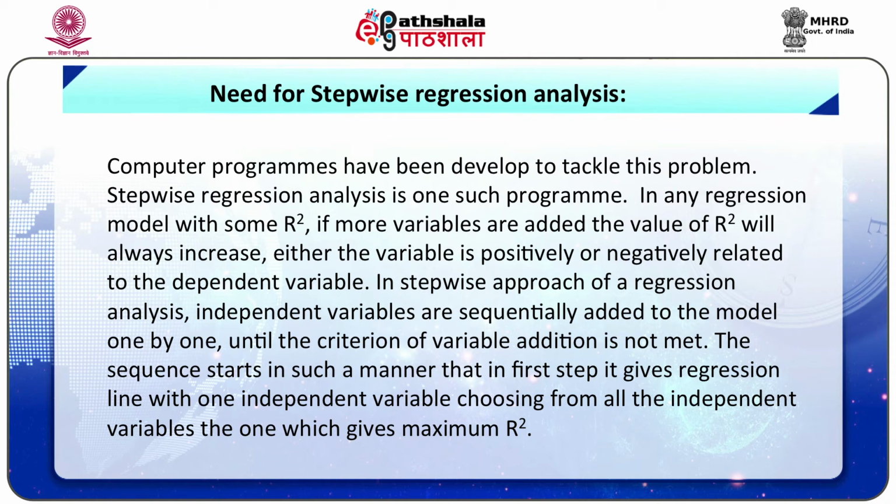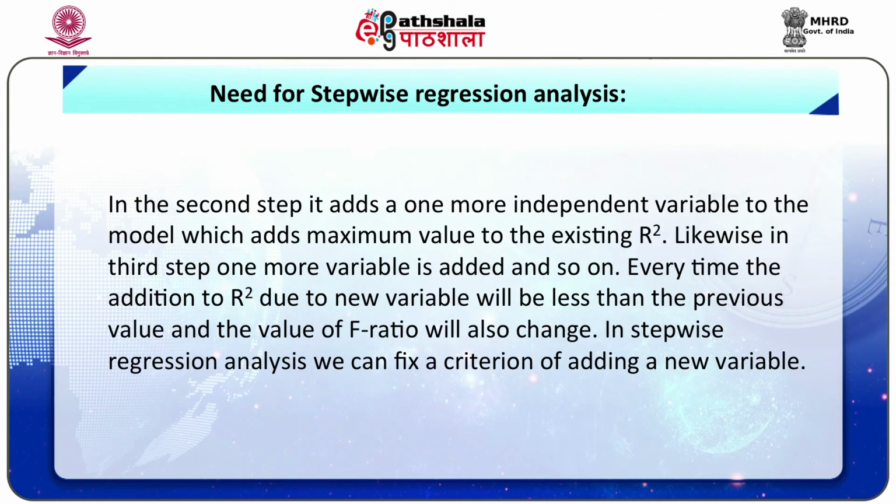In a stepwise approach of a regression analysis, independent variables are added to the model one by one until the criterion of variable addition is not met. The sequence starts in such a manner that in the first step it gives a regression line with one independent variable, choosing from all the independent variables the one which gives maximum R square. In the second step, it adds one more independent variable to the model which adds maximum value to the existing R square. Likewise, in the third step, one more variable is added and so on.